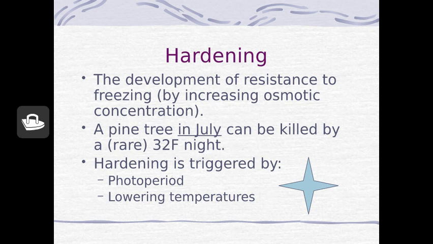Hardening results in an increased level of carbohydrates in the plant, permitting a more rapid root development than occurs in non-hardened plants. A pine tree, which can easily survive minus 32 degrees Fahrenheit during the winter time, may be killed by a rare 32-degree night in July because it's not been hardened.